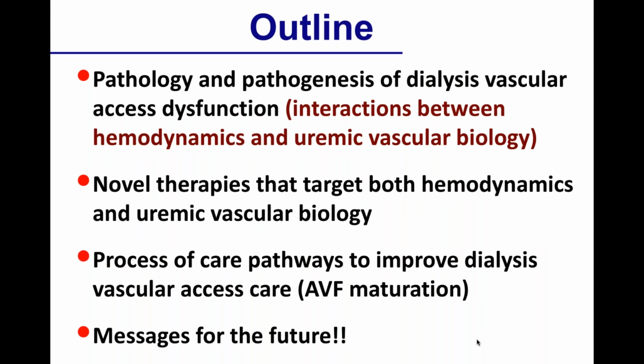So I'm going to divide this talk into three main parts. I'm initially going to tell you a little bit about the pathology and pathogenesis of dialysis vascular access dysfunction. And in particular, I'm going to focus on the interactions between hemodynamics and uremic vascular biology that I think are critically important. I'm then going to use this information to tell you a little bit about some novel therapies that target both hemodynamics and uremic vascular biology in the setting of dialysis vascular access.